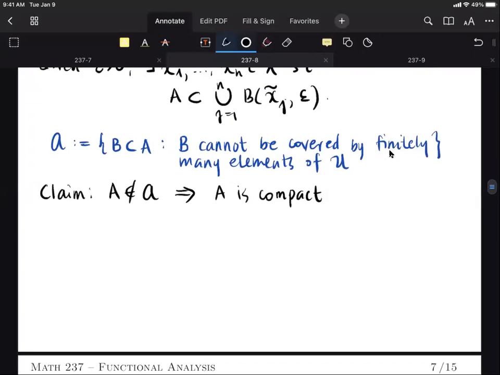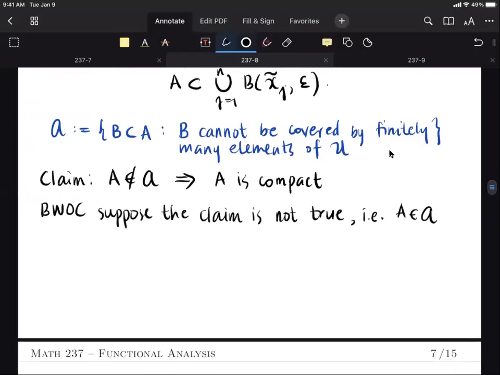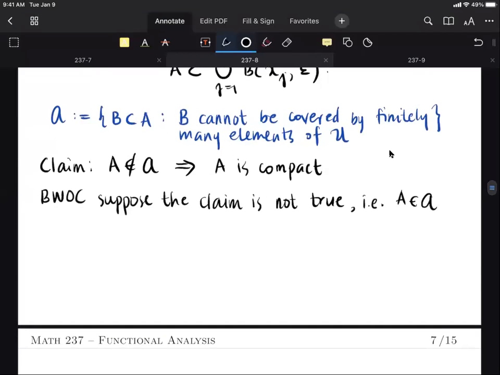So to prove our claim, suppose, by way of contradiction, that the claim is not true. So what if A is in script A? This means that A cannot be covered by finitely many elements of U, therefore A is not compact. Suppose this is the case.